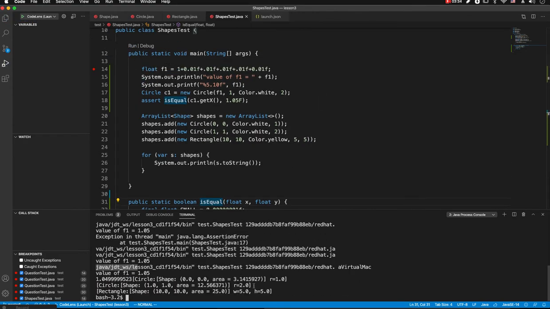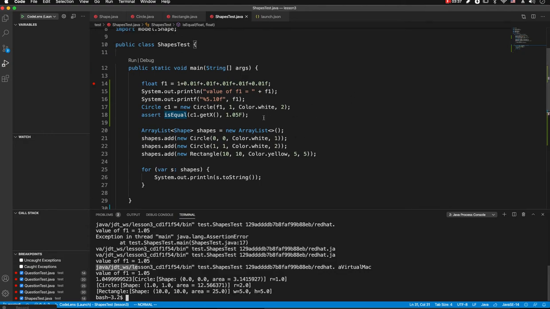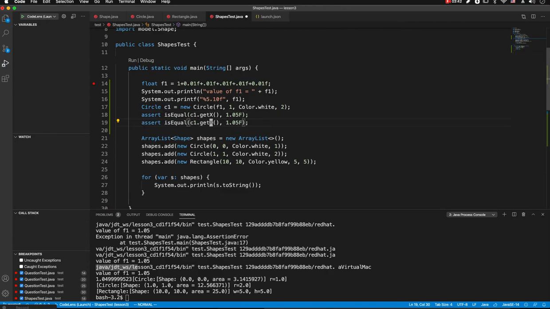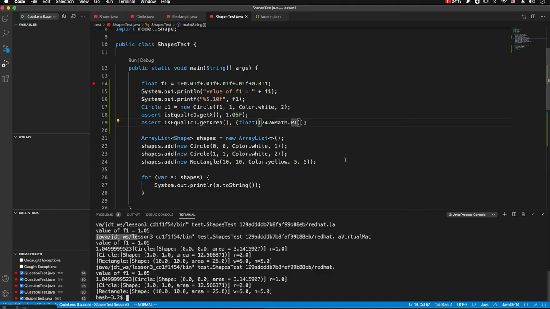As I run it, there is no assertion failure and the like. So also you can check get area, and the area we expect is, 2 is the radius, so what you expect is 2 times 2 times math pi, and then we need to pass a floating number there. Then as we run, no assertion error occurs.